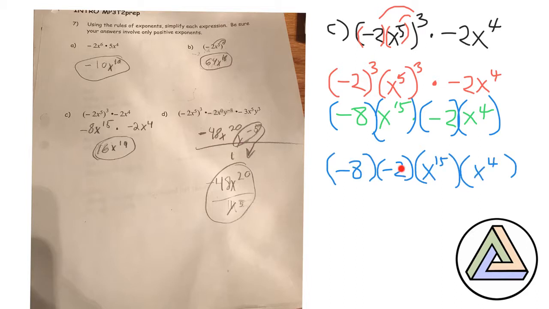And let's try this first. We've got negative 8 times negative 2. Well, that would definitely be a positive 16. And then over here, we've got x to the 15th times x to the 4th. Well, you keep the base, and in this case, you add the exponents. So that would be x to the 19th, and that is the answer to that. And it looks like my student did that correctly as well. So that is how you do that one.